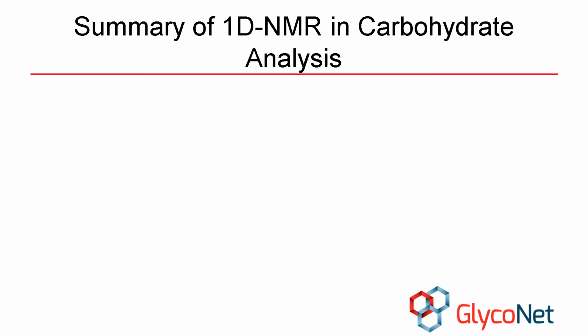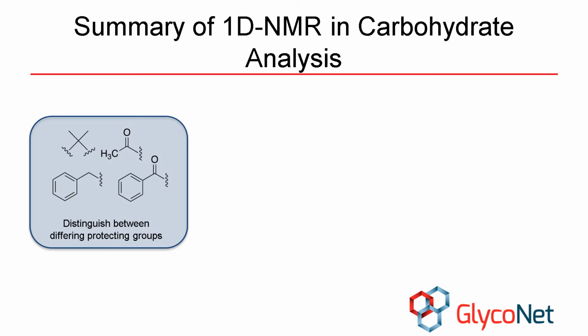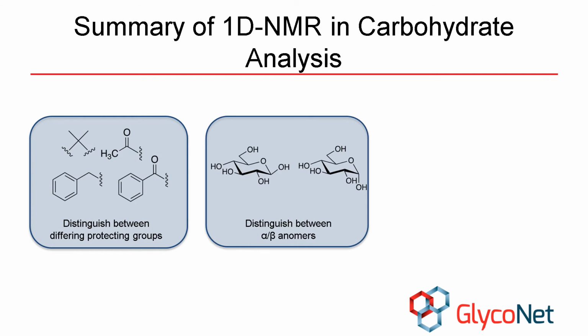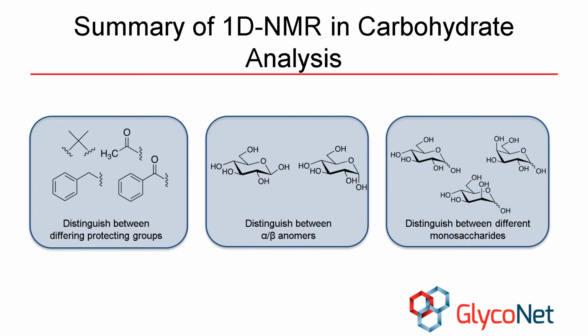So today we have seen how we can use chemical shift analysis to determine and identify what protecting groups are present, as well as how we can use coupling constants to distinguish between the axial and equatorial anomers, and how to use coupling constants to further identify unknown monosaccharides. The next time we will talk about how to determine the structure of more complex carbohydrates using two-dimensional NMR experiments.